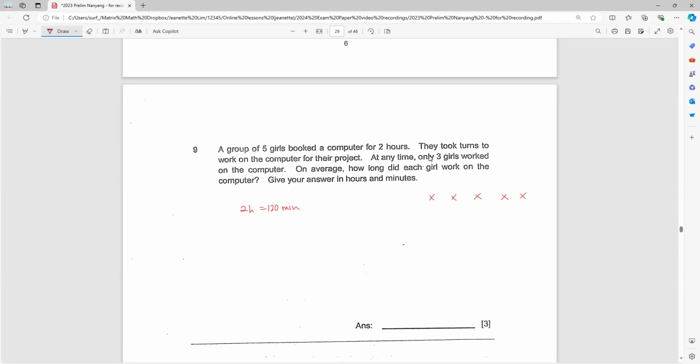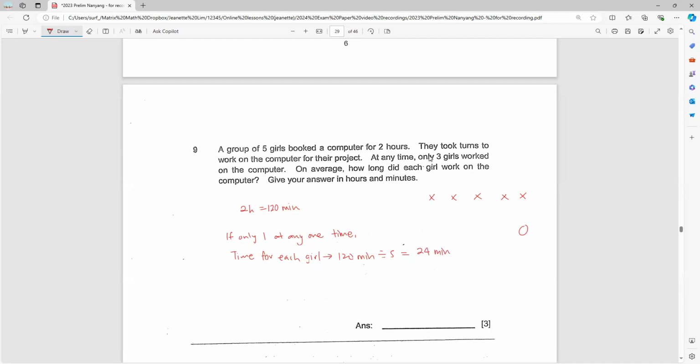Okay, so to make it easier, what happens if there's only one computer? How are they going to share that time amongst the 5 of them? So if only one is allowed at any one time, so we look at only one computer. Like if there's only one available, then the time for each girl is actually 120 minutes divided by 5, right? Because they have to share the time equally. So each person gets a total time of 24 minutes.